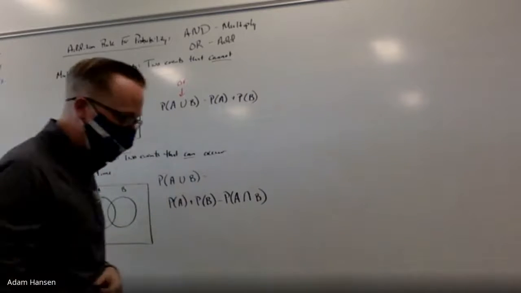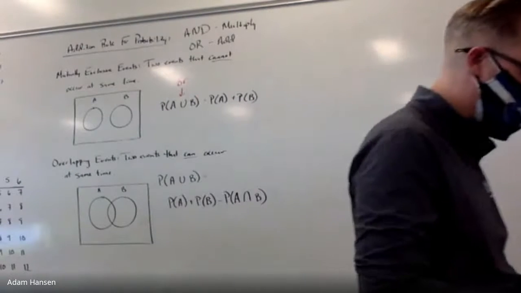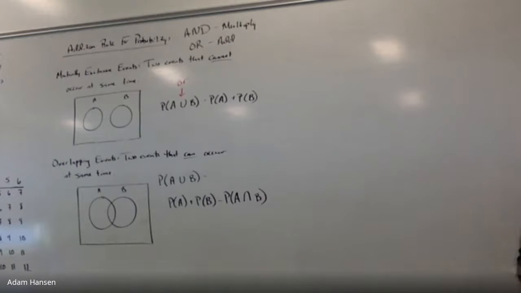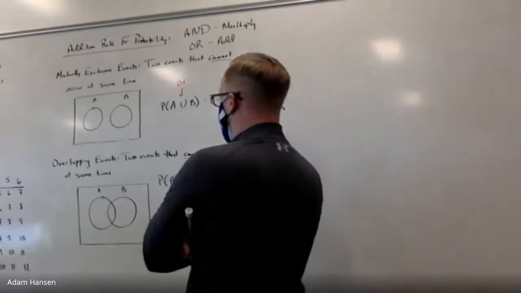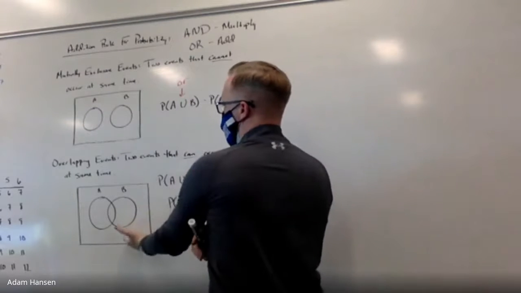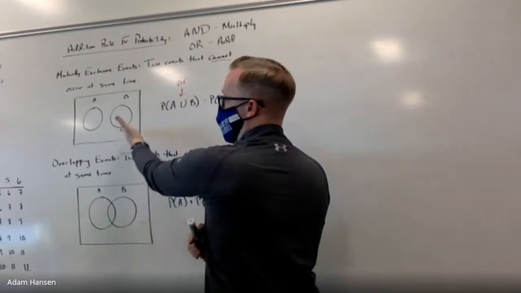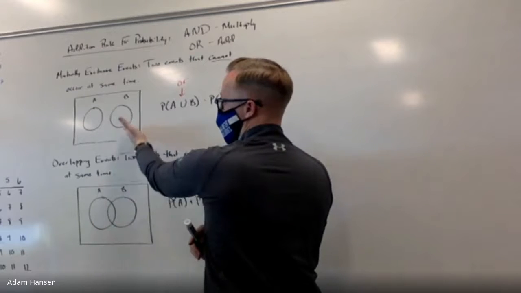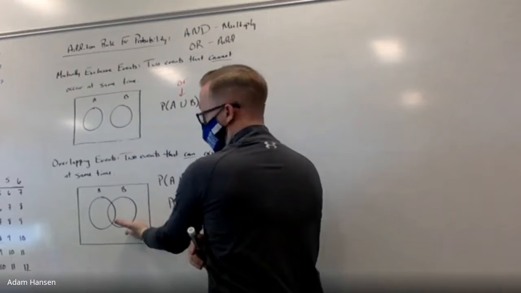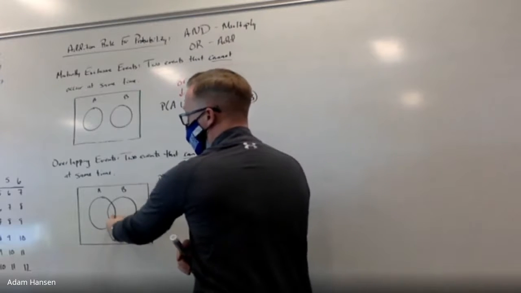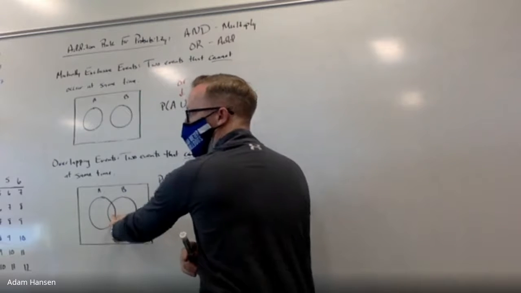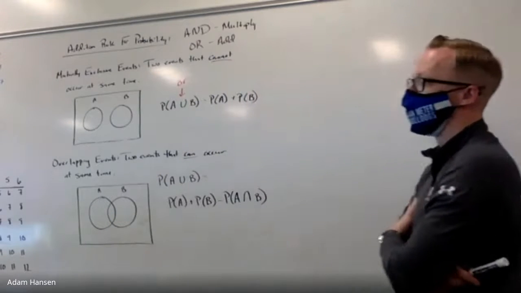How about overlapping events? Overlapping events are just the opposite of mutually exclusive. There are two events that can occur at the same time. There are shared outcomes between the two. There's a way to do both at the same time. Here's the Venn diagram for overlapping events. How is it different from the ones above, Kira? Again, they're overlapping, right? They touch each other, they intersect. Is there a way to do both A and B at the same time? That's why they intersect with each other.